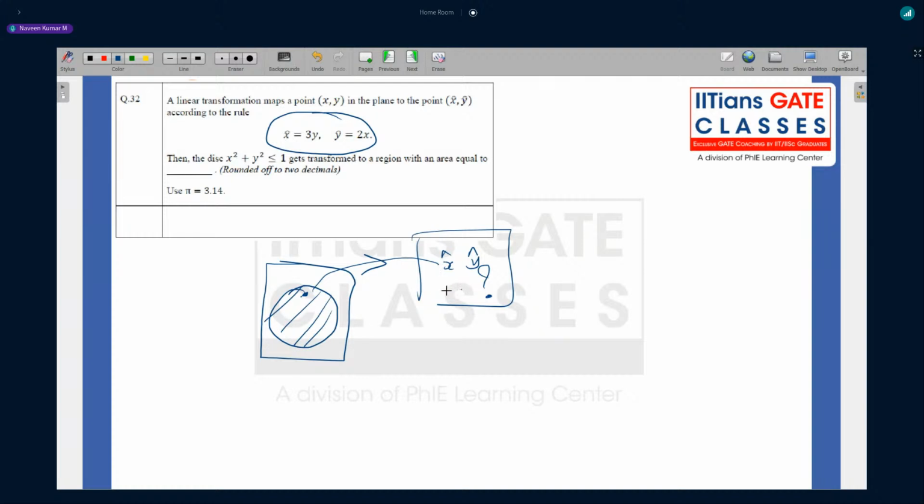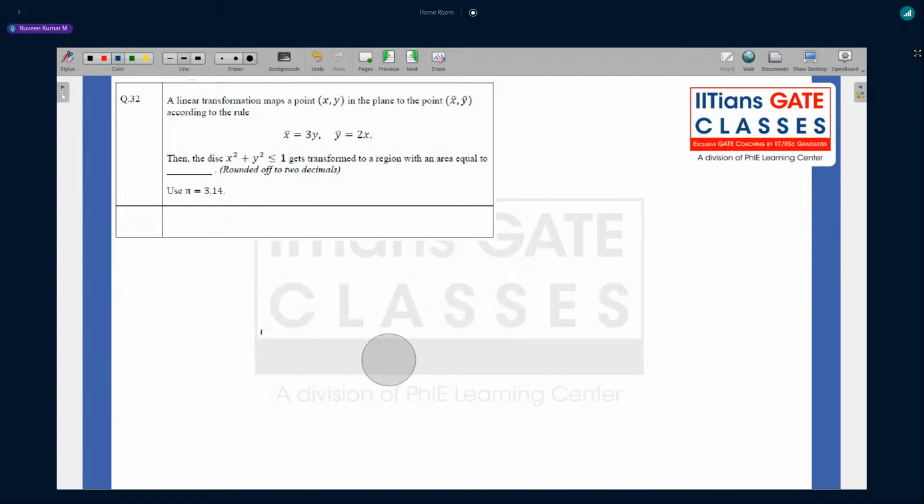Maybe here the region is something different. Some different region has been transformed, and what they're asking is the area of this region. That is the simple question they're asking. Okay, so let's try to solve that.